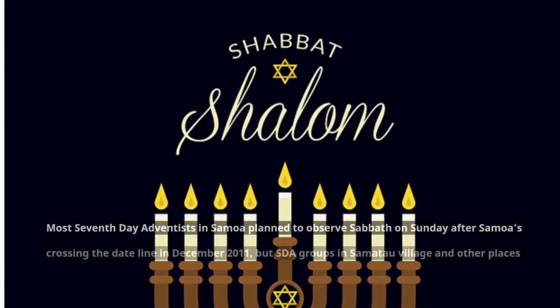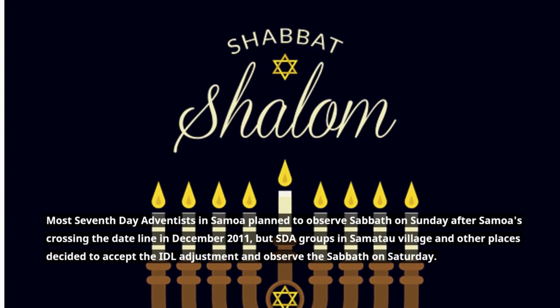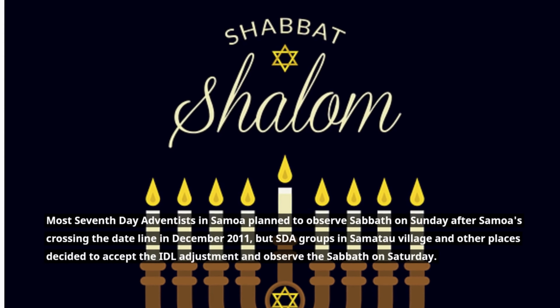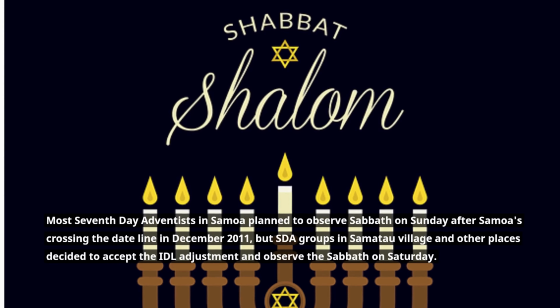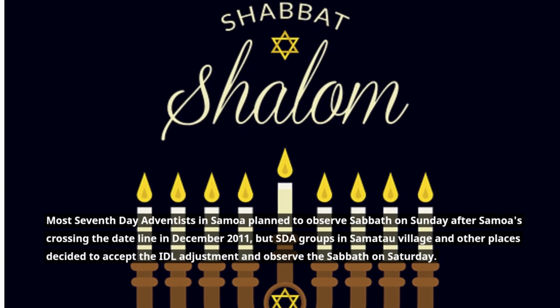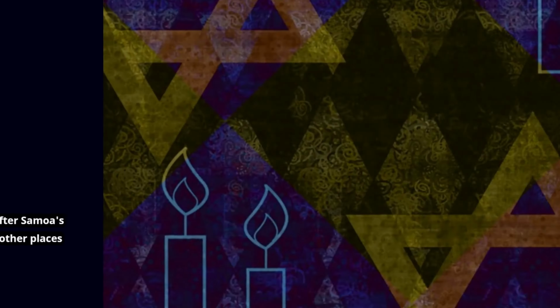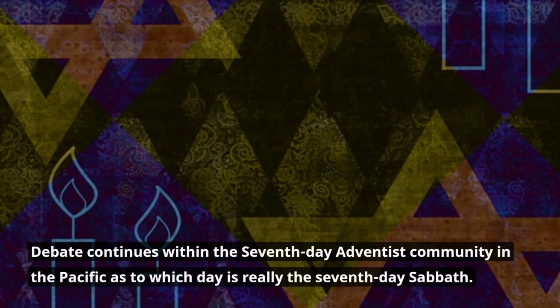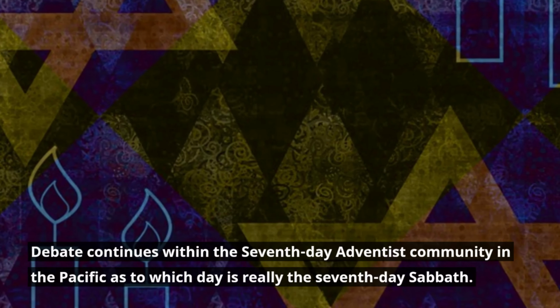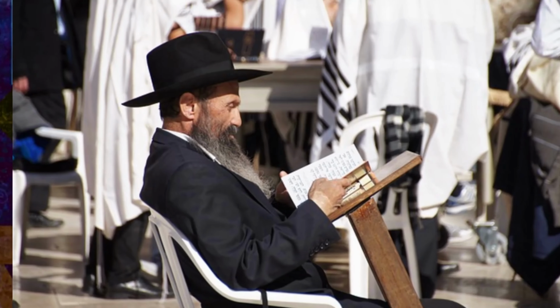Most Seventh-day Adventists in Samoa plan to observe Sabbath on Sunday after Samoa's crossing the dateline in December 2011, but SDA groups in Samatau Village and other places decided to accept the IDL adjustment and observe the Sabbath on Saturday. Debate continues within the Seventh-day Adventist community in the Pacific as to which day is really the seventh-day Sabbath.